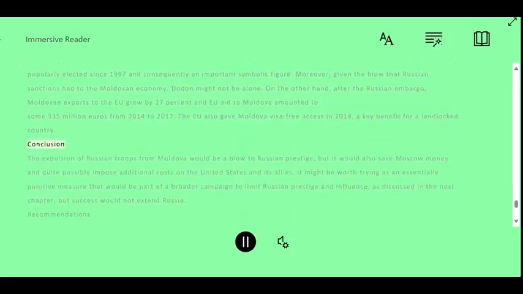Conclusion. The expulsion of Russian troops from Moldova would be a blow to Russian prestige, but it would also save Moscow money and quite possibly impose additional costs on the United States and its allies. It might be worth trying as an essentially punitive measure that would be part of a broader campaign to limit Russian prestige and influence, as discussed in the next chapter, but success would not extend Russia.